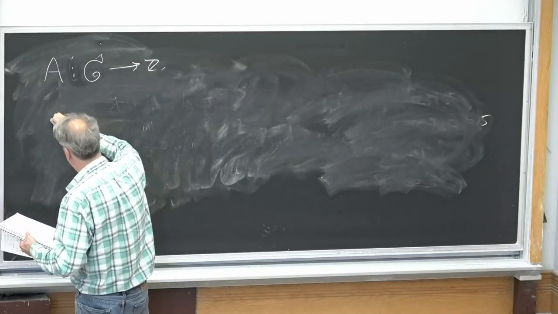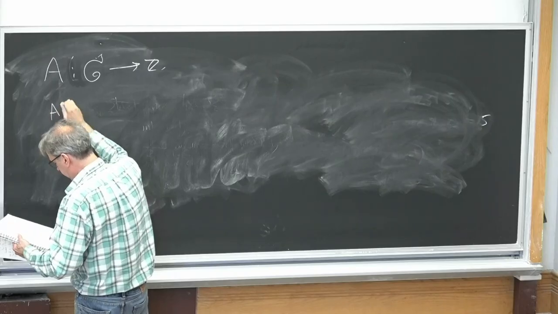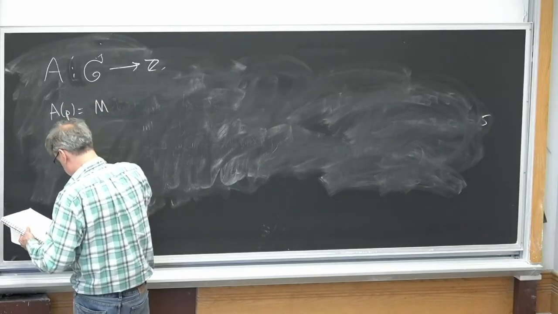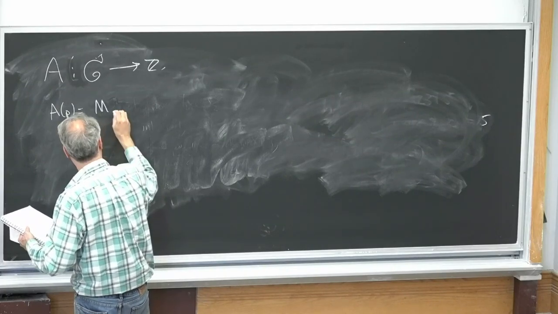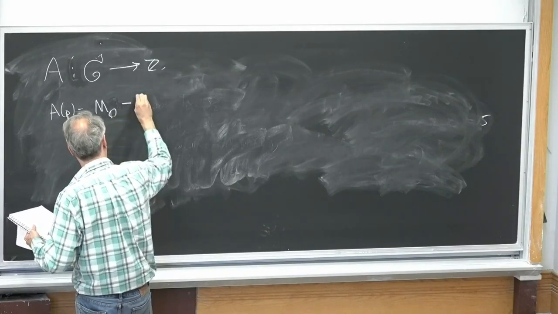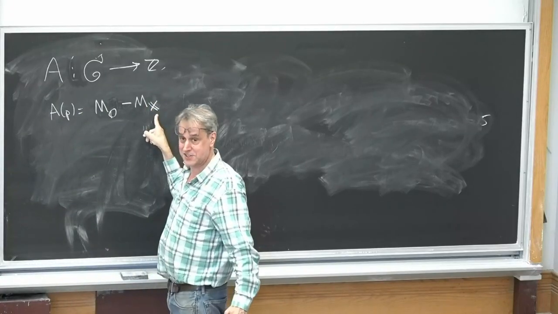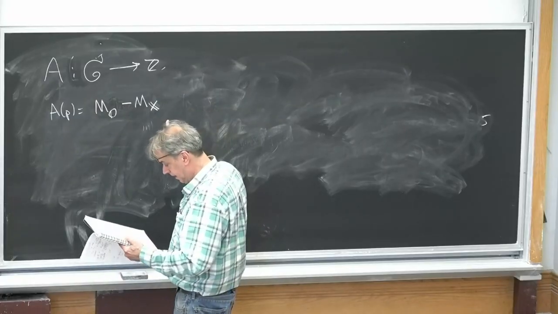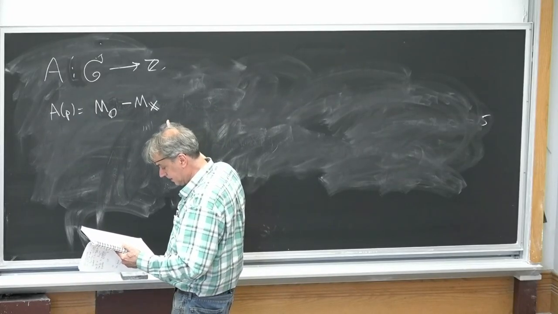Which is defined simply by: the Alexander grading of P is equal to the Maslov grading with respect to the O markings minus the Maslov grading with respect to the X markings. So this is the analogous thing using the X's instead of the O's. You take their difference, and I can't remember now if this is off by some constant or not.